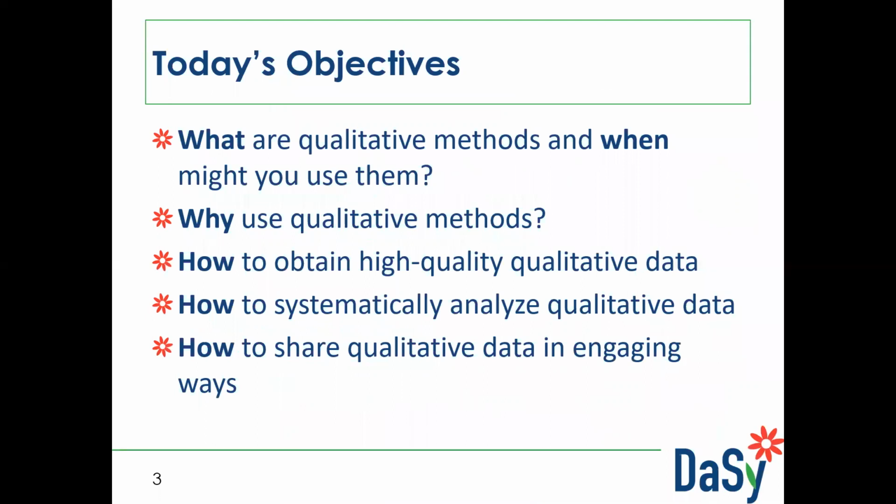What we're going to hopefully accomplish today is to answer these questions. What are qualitative methods and when might you use them? Why should you consider using qualitative methods? How can you obtain high-quality qualitative data? Because just as with quantitative data, you can get poor quality or high-quality data depending on the methods that you use. Then we'll talk about how you can systematically analyze qualitative data, and we will conclude with how can you summarize and share qualitative data in engaging ways.